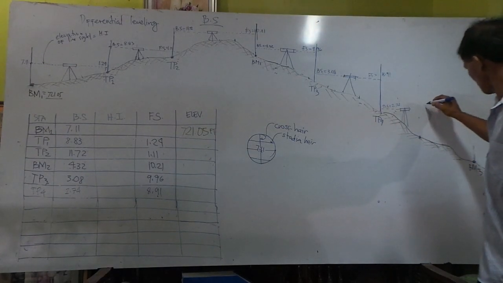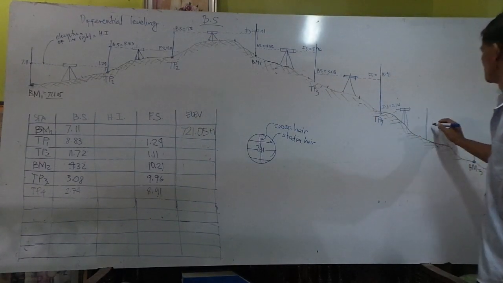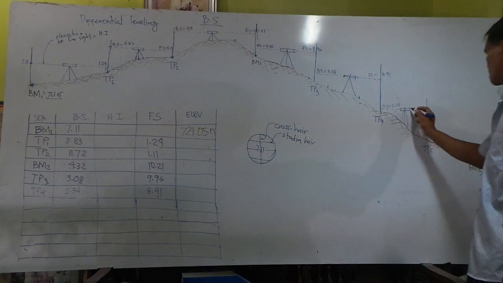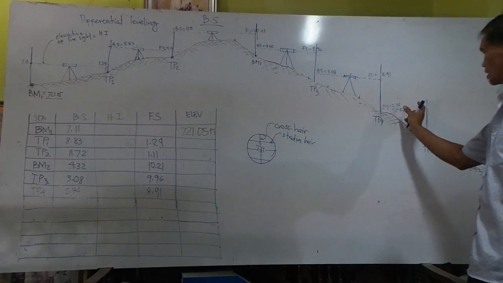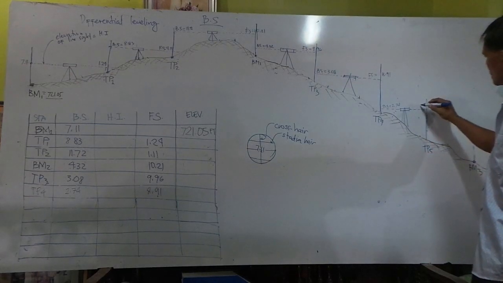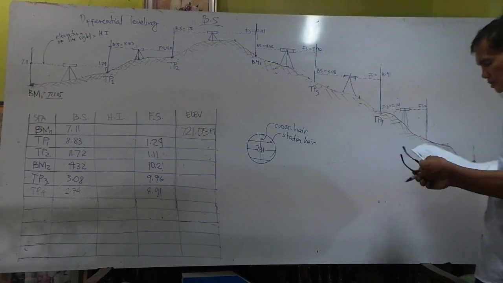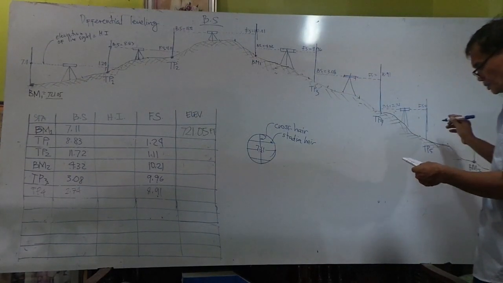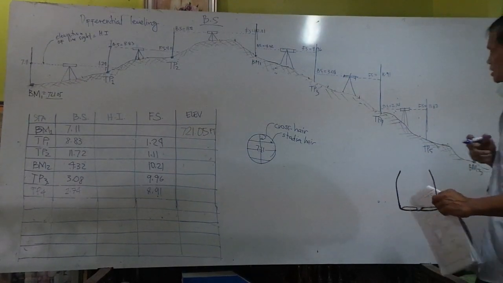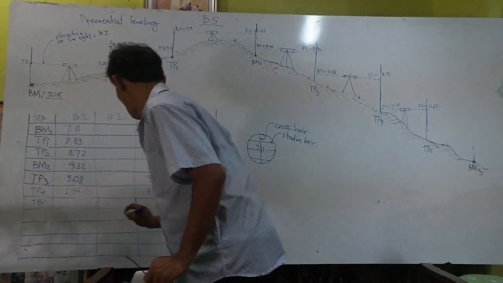Then another turning point. So you have turning point 5. So you sight using this. You just turn again the instrument horizontally. Then you have another foresight. This example sa TP5, it is 11.62. So record mo rin, TP5 foresight na 11.62.